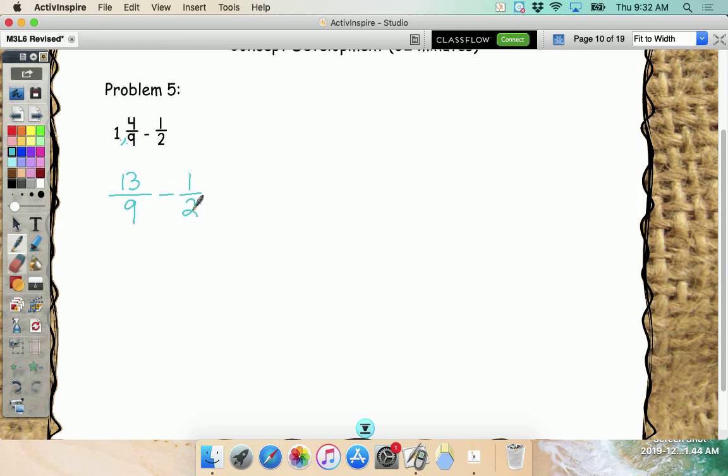Now, the reason you can't just do 4 plus 9 is because what if your whole number was a 2? And we'll change 1 to a 2 here in a minute and you'll see, okay? So go ahead and solve this one.